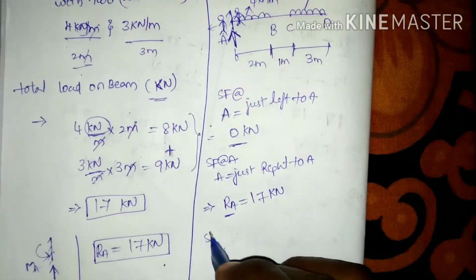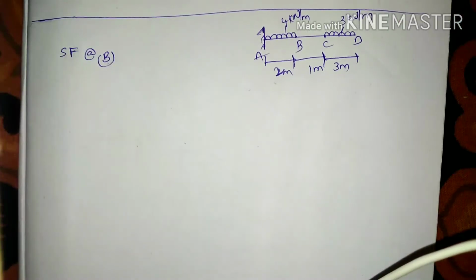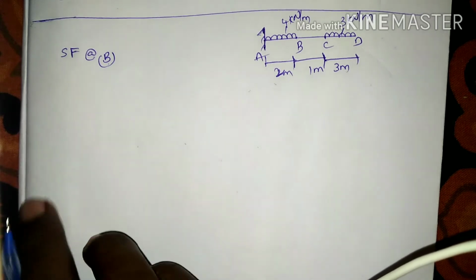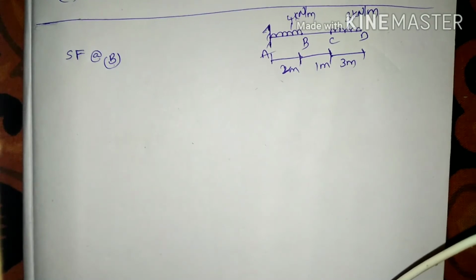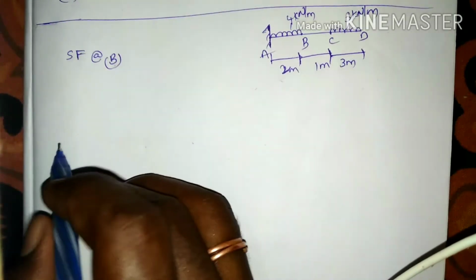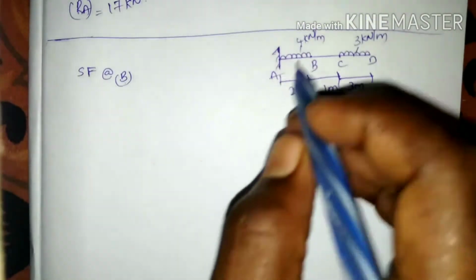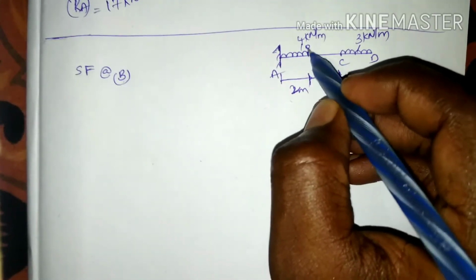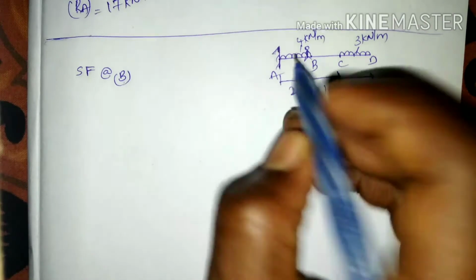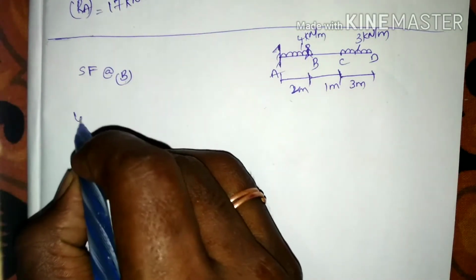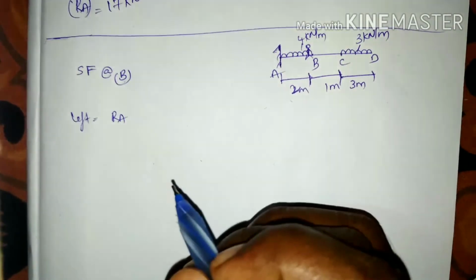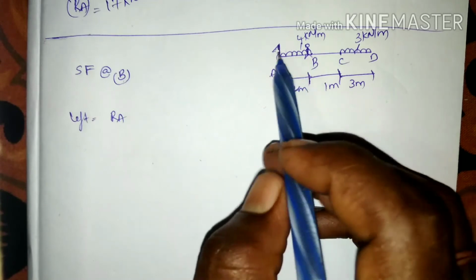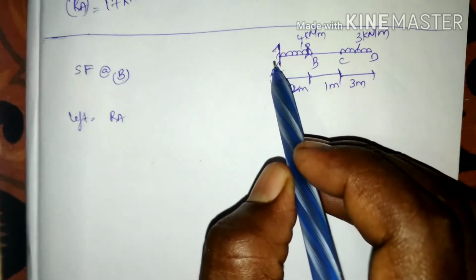And next, shear force at B. Here we have the UDL load acting for the span of 2 meters from A to B. If I stand just left to B, I am going to find the reaction RA and a UDL load, but here the UDL load is uniformly distributed throughout the span of A to B.